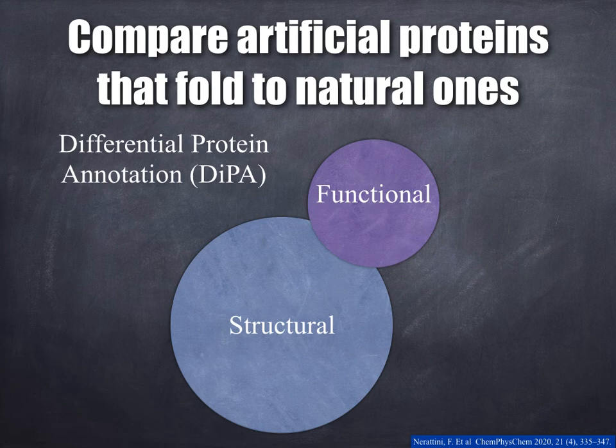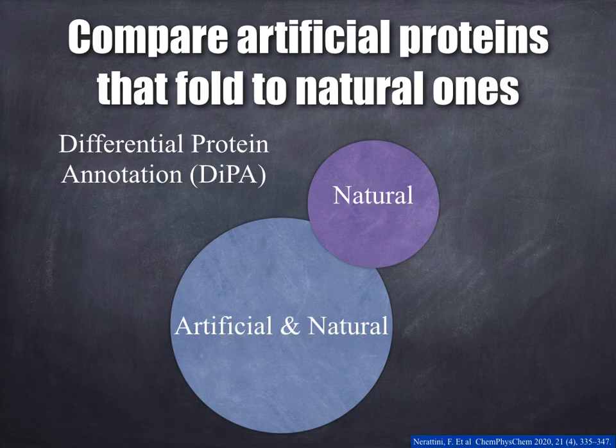So we thought, what if we apply the DCA to artificial sequences and natural sequences, and then compare or subtract one from the other, obtaining basically a ranking of residues according to how important they are in an artificial sequence compared to how important they are in a natural system. And that's why we call this methodology the differential protein annotation method.